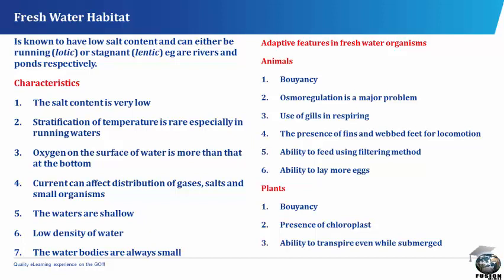Adaptive features in freshwater organisms. The adaptive features of animals in freshwater are buoyancy, osmoregulation, use of gills, the presence of fins, ability to feed, and ability to lay more eggs. In buoyancy, various structures ranging from air spaces, large intercellular spaces, and cavities give the animals the ability to float. For example, the tilapia fish, the mudfish, etc.